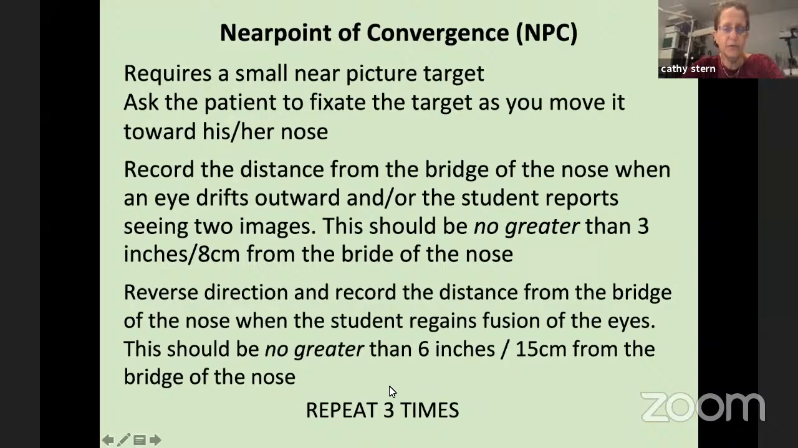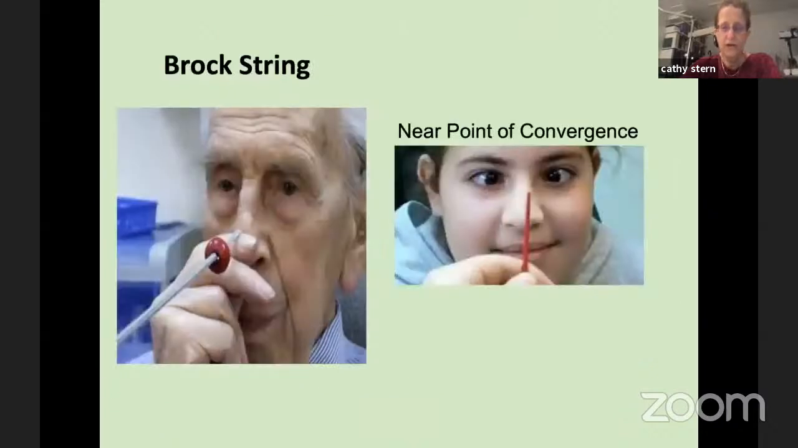But the other is to repeat it 3 times, because I have had many patients where you do it once and they do well, and each time you do it, they do a little bit worse and a little bit worse. And even in as little as 3 times, you can see the breakdown. So there's just someone doing a Brock string showing convergence. And interestingly, that gentleman is 101 years old doing vision therapy. And on the right, you can also see someone converging.